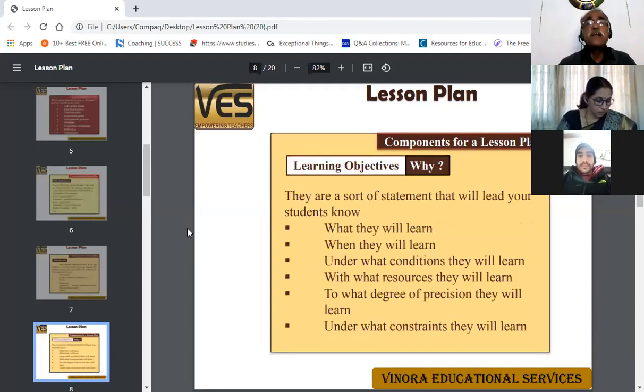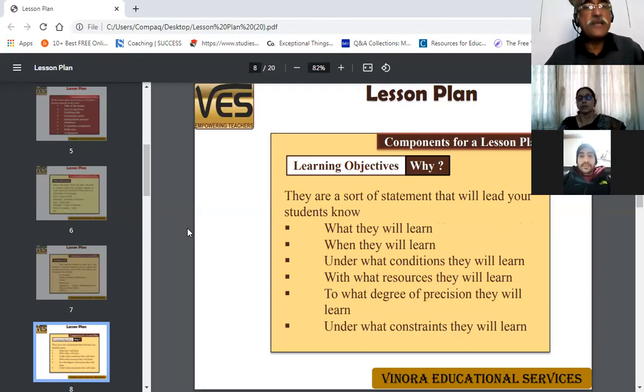The next part is learning objectives. This is very much important. Objectives के बारे में मैं अभी थोड़ी next slide में एक दो slide के बाद बताता हूँ आपको what are the objectives. जैसे कि हमने पहले बोला था वो objectives. My objective जैसे मनोज जी का objective है, which means the destination. Where do I want to reach? कितनी जगह, कहाँ तक? What they will learn, when they will learn, under what circumstances they will learn, with what resources they will learn.